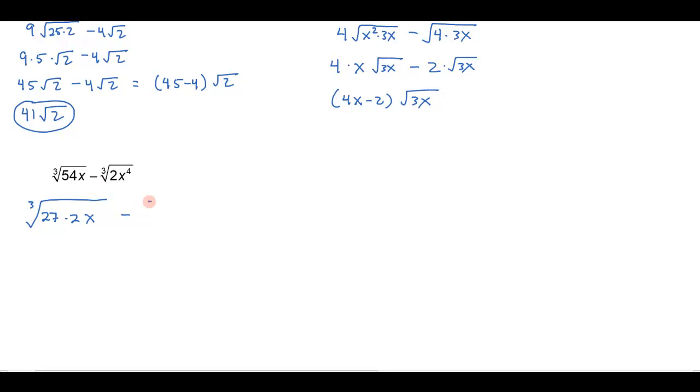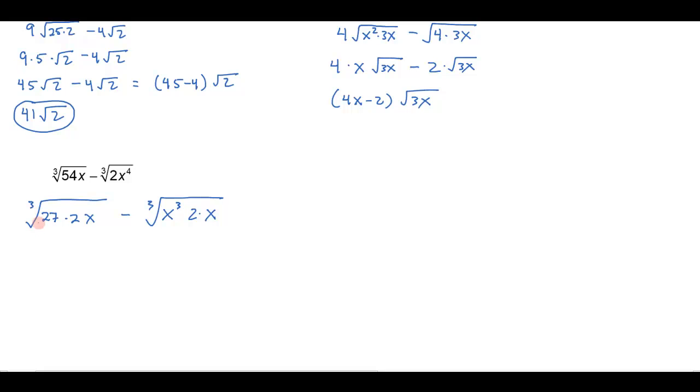And here I've got the cube root. Now x to the fourth has a perfect cube in it. It's x cubed, and I'll be left with an x. That'll make x to the fourth. And the 2 is also a leftover. I can't take the cube root of that.